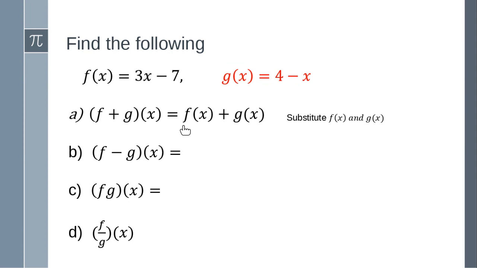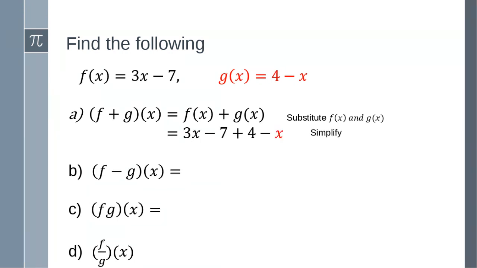I like to rewrite it so I can really understand what's happening. And really what's happening is you're just adding these two functions. You grab function f and add function g, and combine the like terms. Same thing with the subtraction. So let's do the addition first. I would write function f of x, which is 3x minus 7. I'm going to add that with function g, which is 4 minus x. Then it's just combining my like terms.